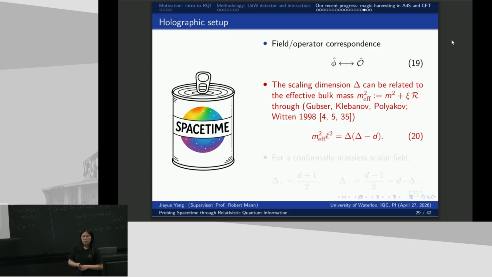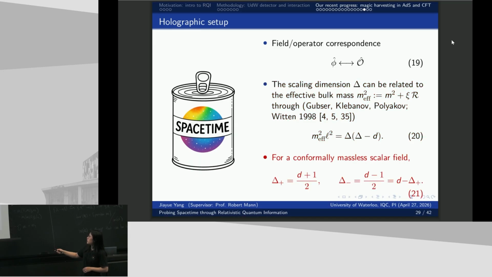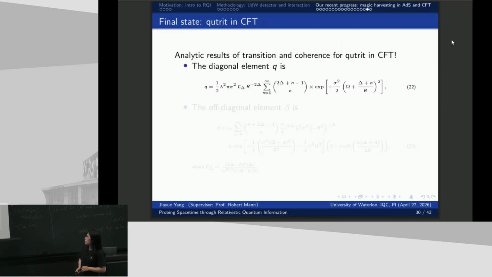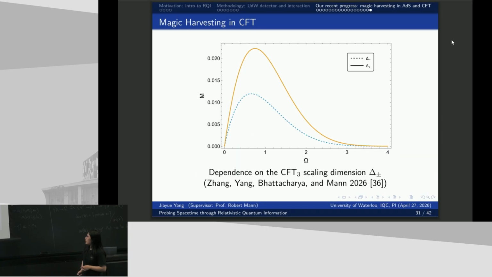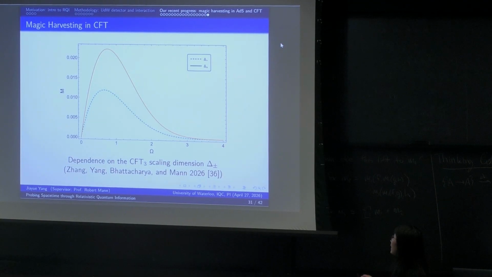And if you consider the simplest case, a conformally massless scalar field, you can have two solutions of this equation. So we have two admissible scaling dimensions, delta plus and delta minus. And also, following similar methods, you can get the analytical results for the CFT's Q and also beta. And then you can get the results for the magic harvesting on the CFT side. You will see that it also exhibits a similar structure, first increase and then decrease. And there is a maximal or optimal value for the energy gap.